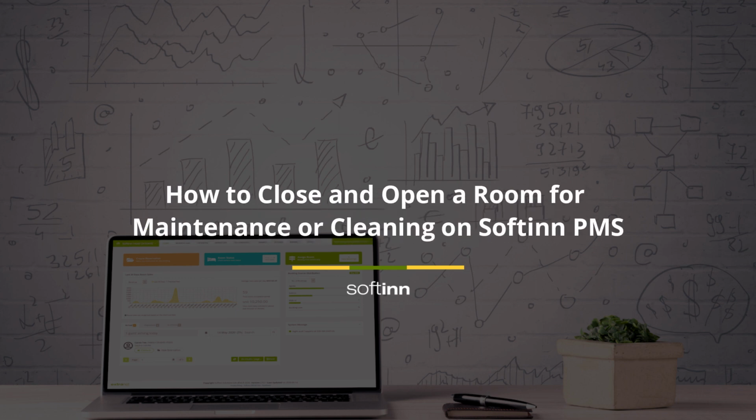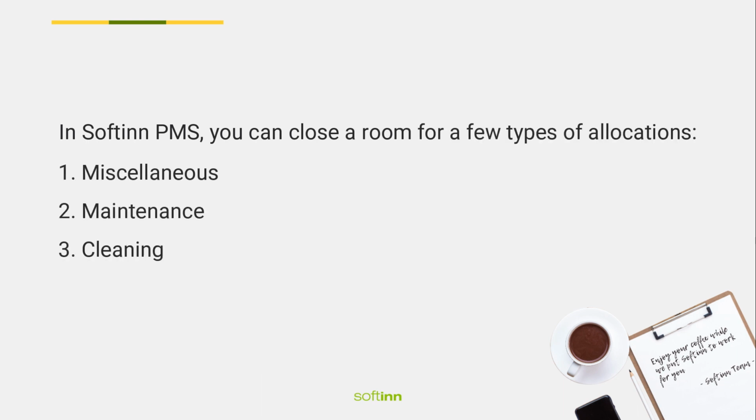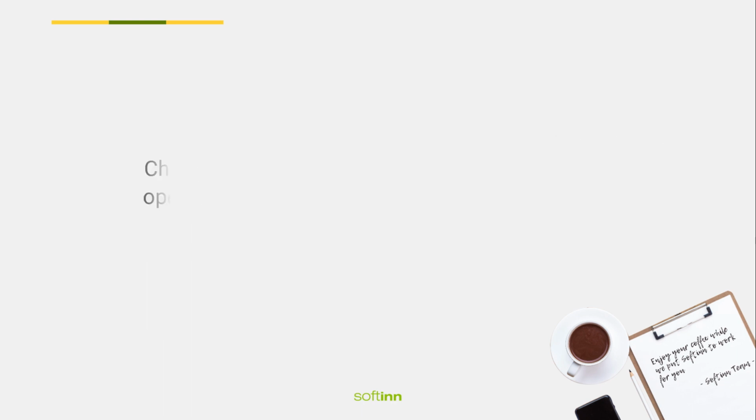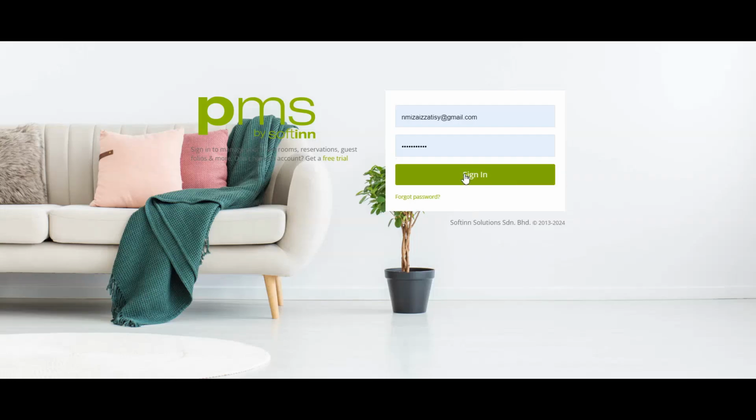How to close and open a room for maintenance or cleaning on Softinn PMS. In Softinn PMS, you can close a room for a few types of allocations: 1. Miscellaneous, 2. Maintenance, 3. Cleaning. Check out this video to find out how to close and open a room for maintenance or cleaning in PMS.